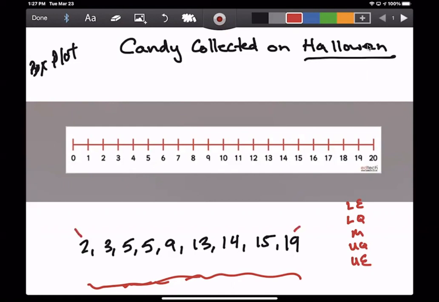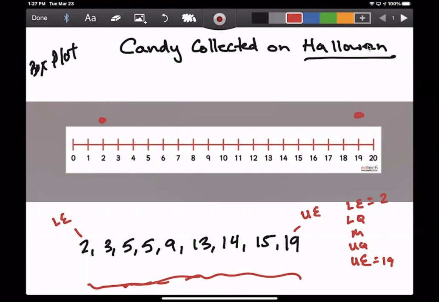The easiest ones for me to find right away are my extremes. Those are my biggest and my smallest numbers. So my lower extreme is 2, and my upper extreme is 19. I'm just going to put dots up here, 2 and 19. That's my lower extreme, my upper extreme.